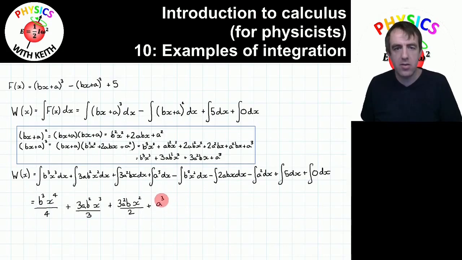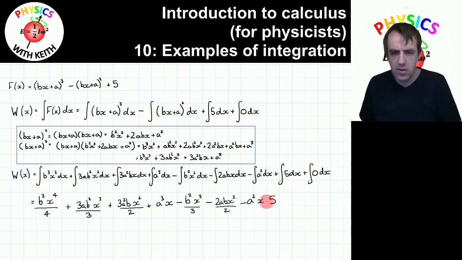A cubed comes outside, and then that integral dx is just x, minus b squared, increment the power, divide by the power, minus 2ab, increment the power, divide by the new power. You can see how straightforward this really is. And then this just becomes x, because integral dx is just x. And then finally, this thing over here, that's also just an x, but it's 5 of them, so 5x. And then we've got some constant at the end, which I'm going to call c.